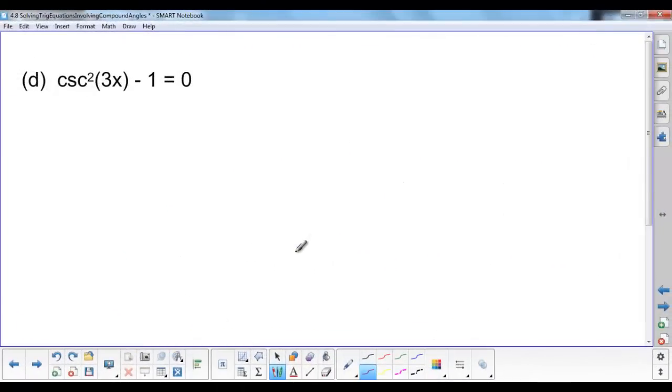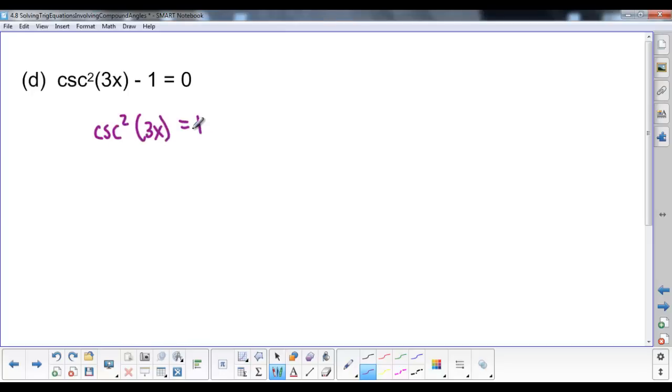So this time we're dealing with a reciprocal function. So cosecant squared of 3x minus 1 is equal to 0. Again, what we'll do here is we'll isolate cosecant so that it equals 1. And we also know that cosecant is really r over y.